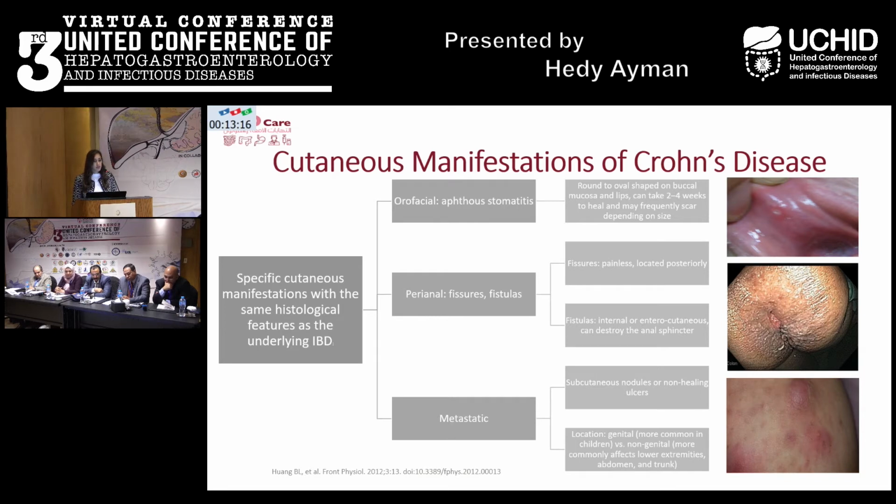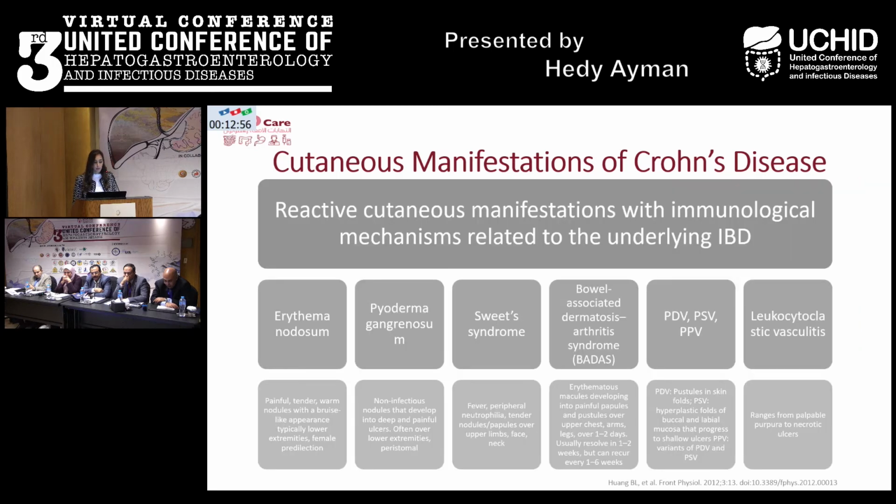Last in this group is the metastatic Crohn's disease, which is a rare occurrence, and it usually presents as subcutaneous nodules or non-healing ulcers, and it can be further classified according to its location, either into genital, which is more common in children, or non-genital, which is more common in adults with a female predilection, and it commonly involves the lower extremities, the abdomen, and the trunk.